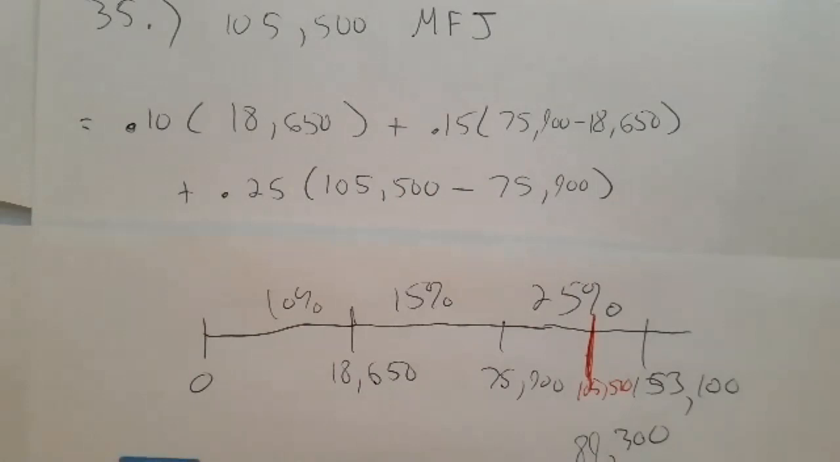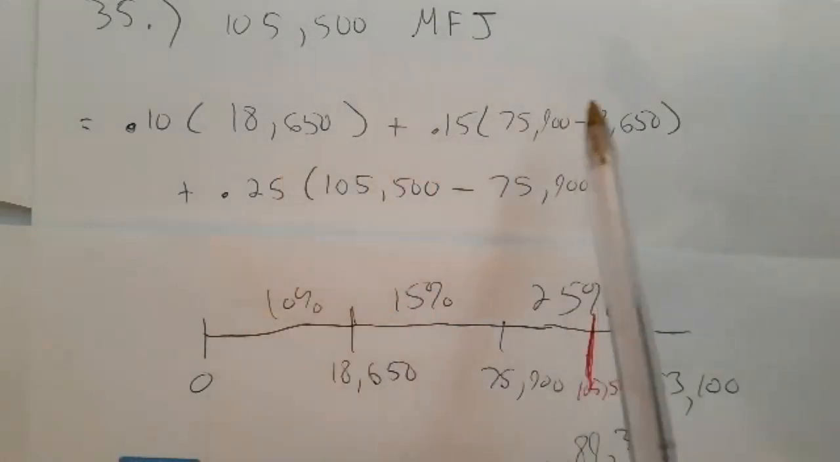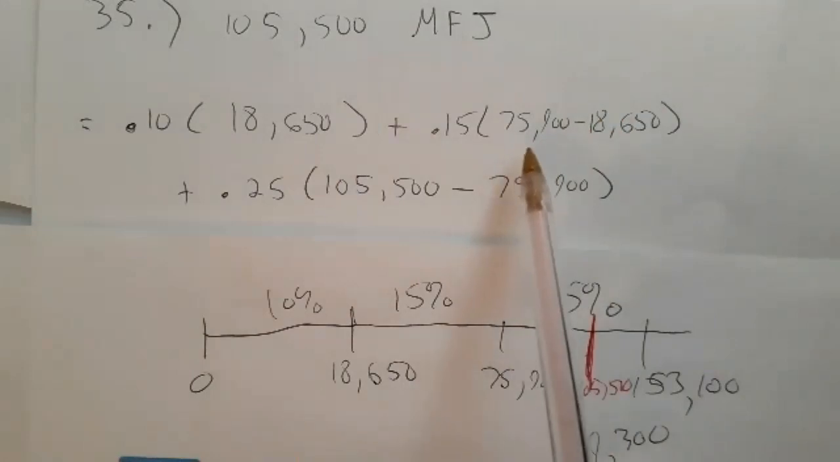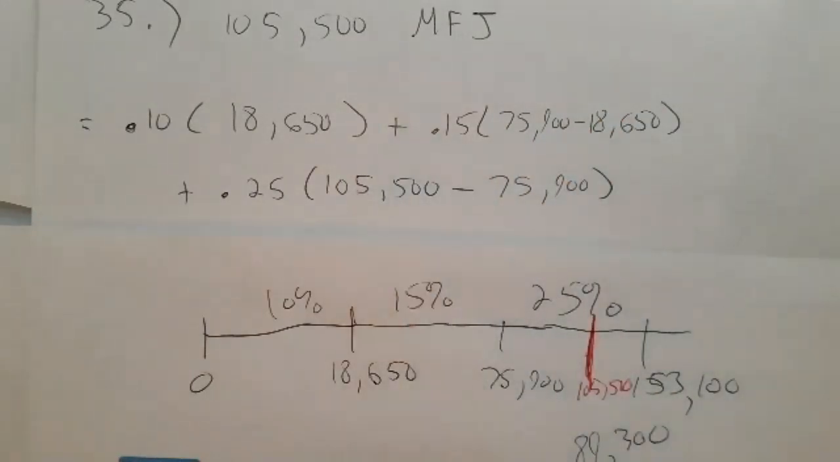A really common error is to go up to that next number. Don't do it. Keep it at your taxable income. We're only getting taxed as much as our taxable income. This should be the highest number on there. We're going from 0 to 18,650. This goes from 18,650 to the 75,900. And the last one from 75,900 up to our taxable amount.